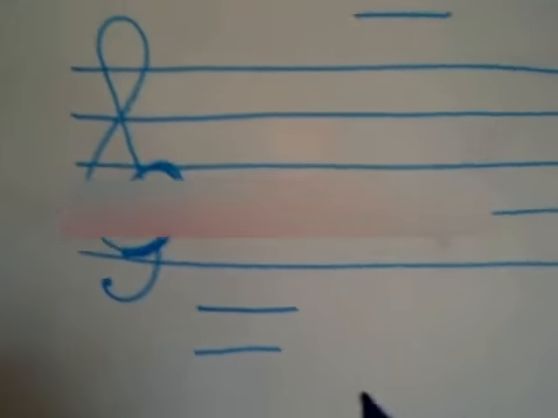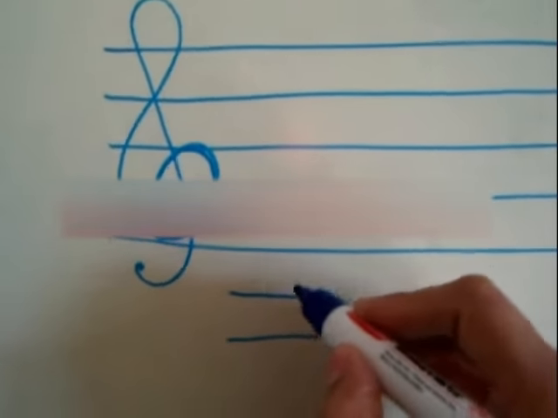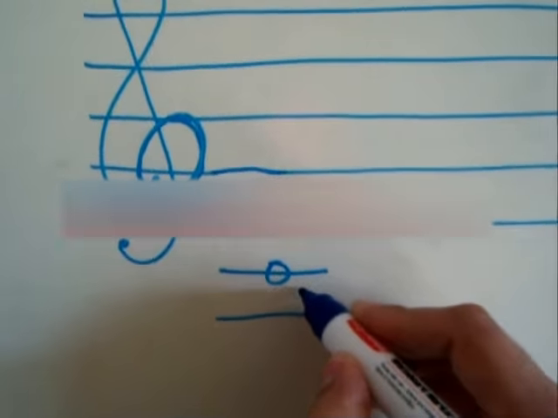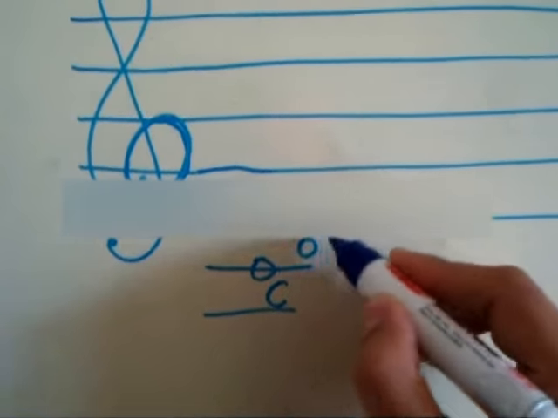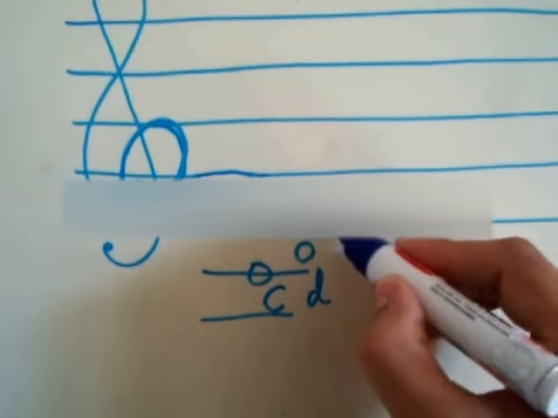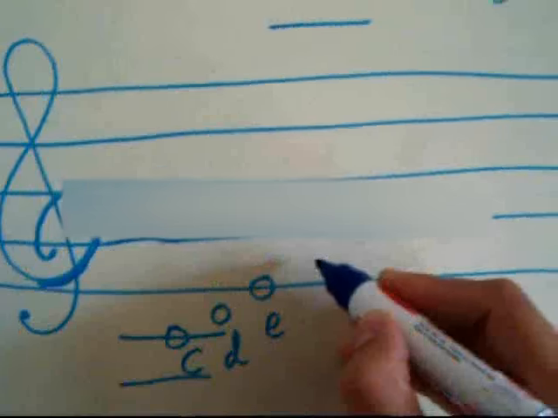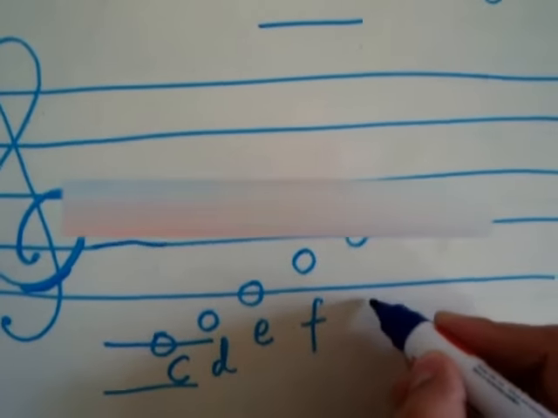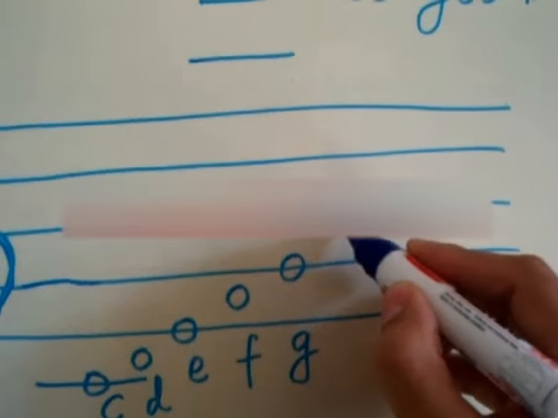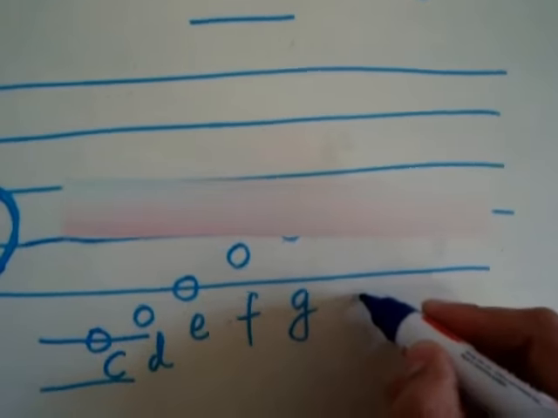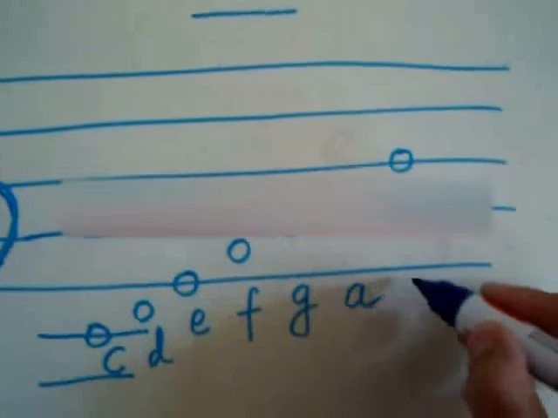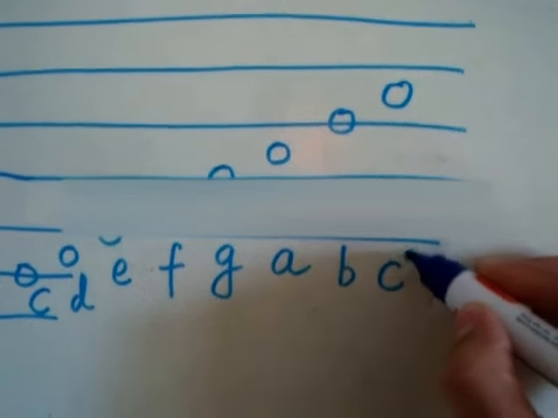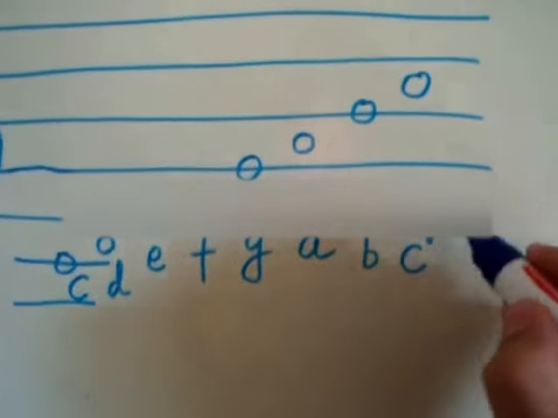Okay, now you should understand that on the first ledger line, this note is C, and here, if you write some note, that is D, and here if you write a note, that is E, and the note here should be F, and here it is G, and the note here is A, here it is B, and here again C after an octave, and so on.